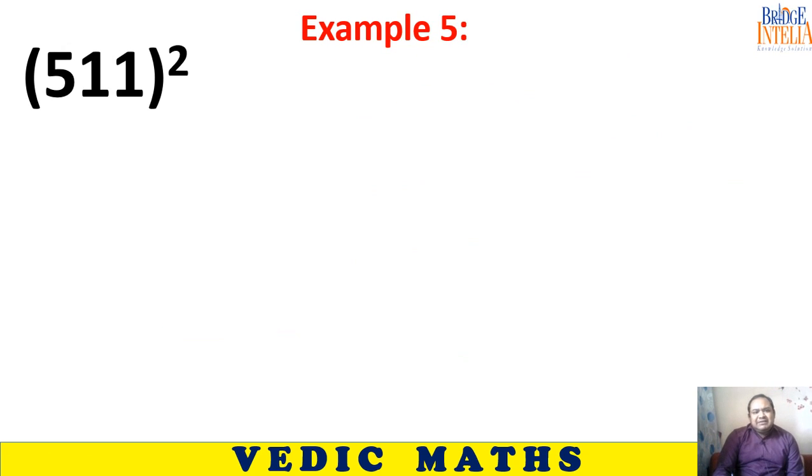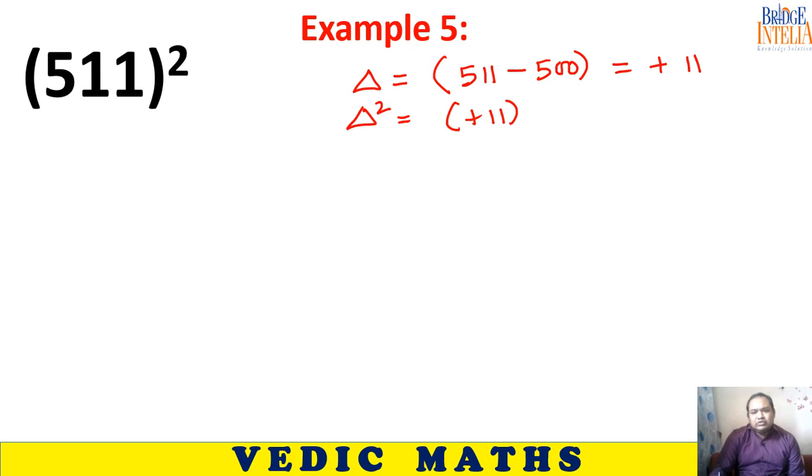Let's see this one, 511 whole square. So here delta is equal to how much? 511 minus 500. So this time delta is positive, plus 11. Delta square is positive 11 whole square, that is equal to 121. 250 plus delta is equal to 250 plus 11, that is equal to 261.